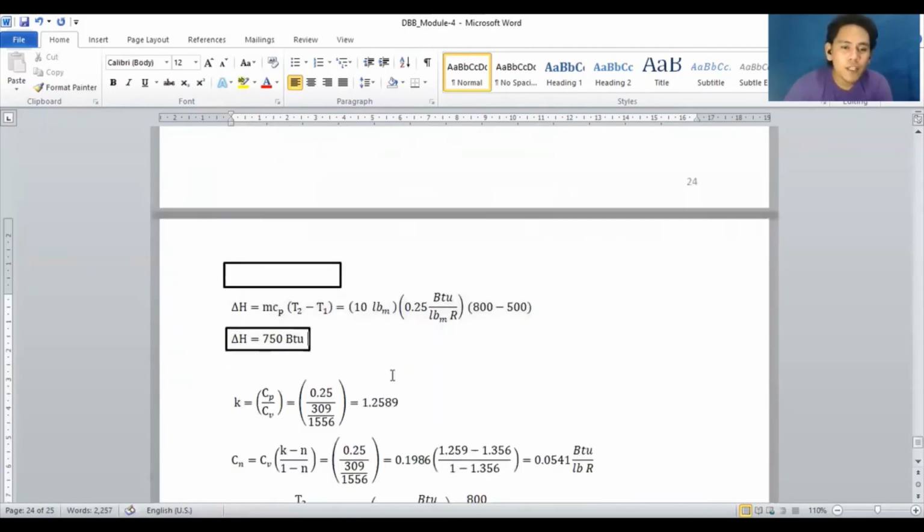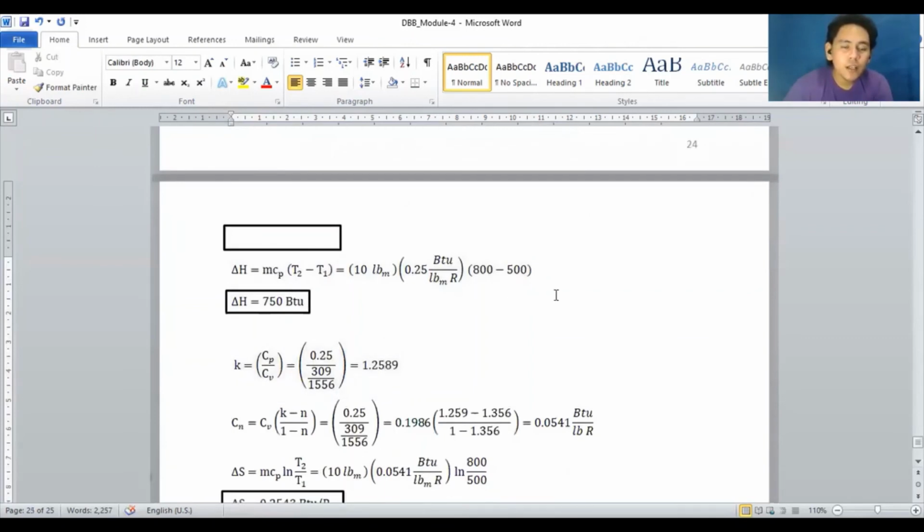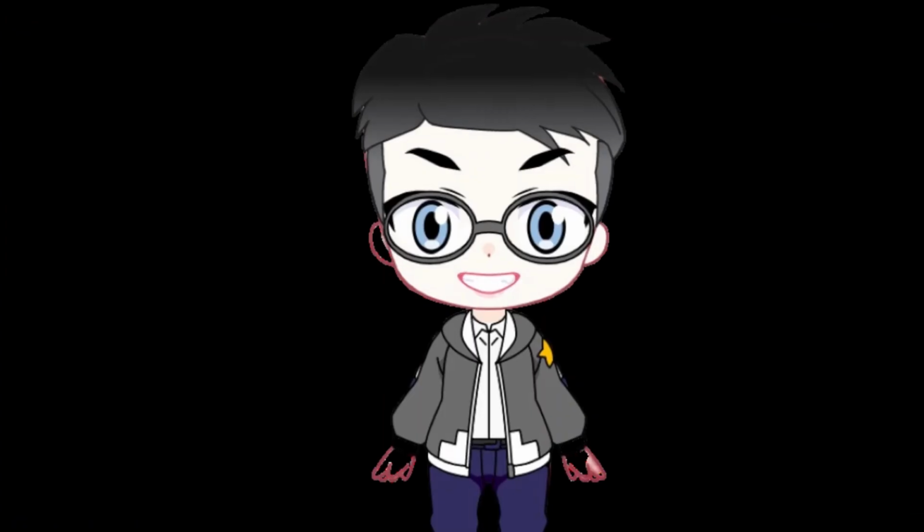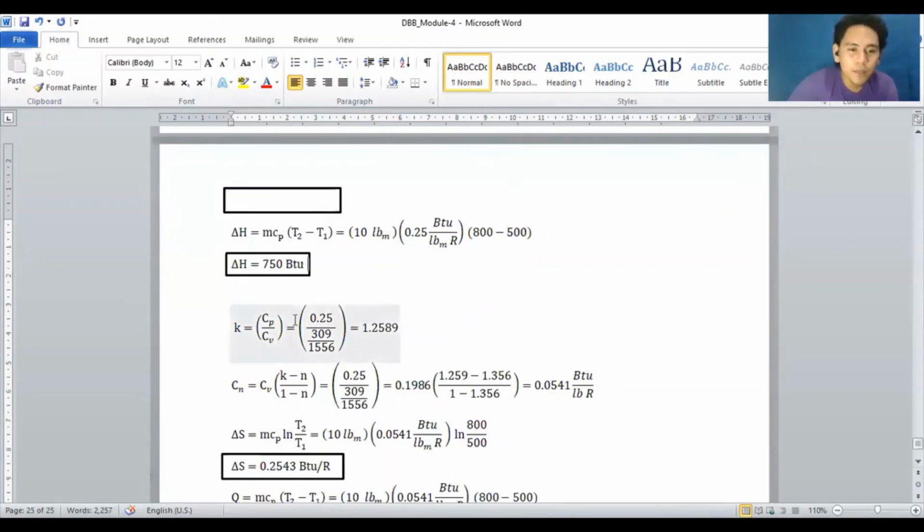Now next, the change in enthalpy, which is delta H equals m Cp delta T, which will yield 750 BTU. Now for the k, Cp over Cv, as you can remember in our previous topic, the formulas or the ways of finding Cp, Cv, or k are also this kind of formula. So therefore, your k is 1.2589.